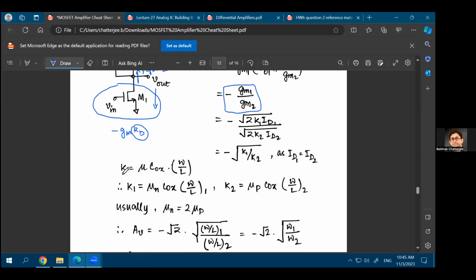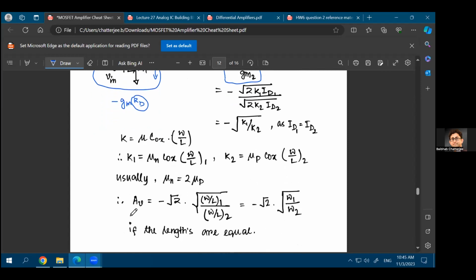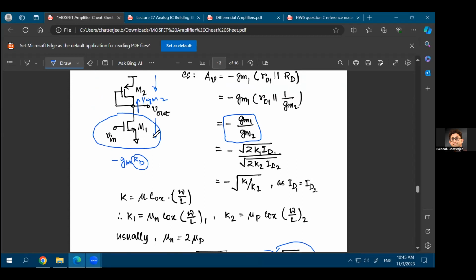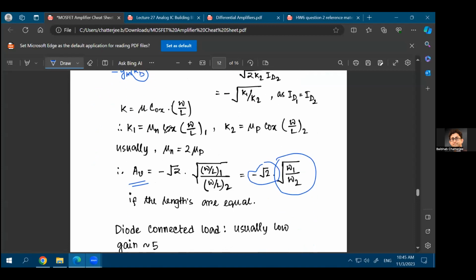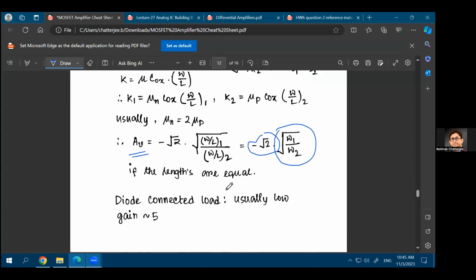And then again, you can represent K as mu times COX times W over L. If you make the correct approximation, eventually you will end up with a gain that is a constant times the square root of W1 over W2, where W1 and W2 are the widths of the MOSFETs. W1 is the width of MOSFET 1, and W2 is the width of MOSFET M2. Now, for this case, it's not physically that realizable if one transistor is, let's say, 1,000,000 times larger than the other. That's not something you'll see in a design.